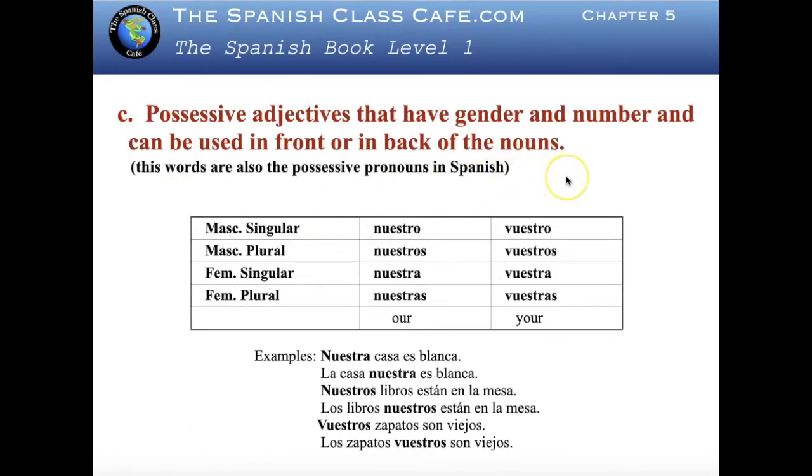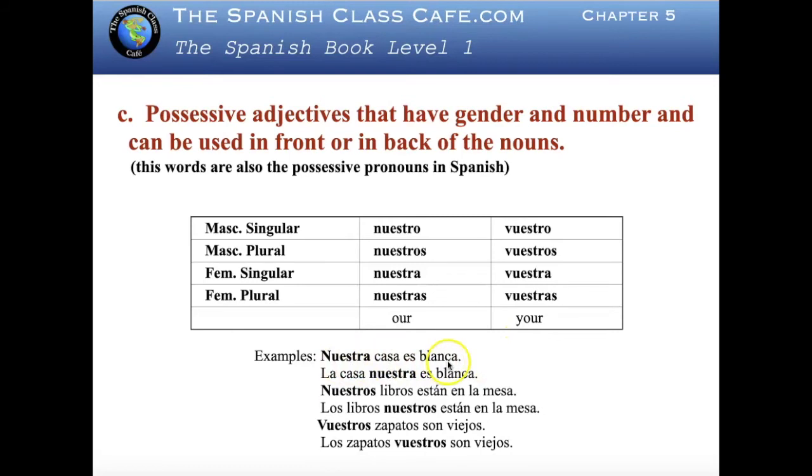Now we have the third group of adjectives and how this group works. This group can be in the front and it will work the same as me, tú, and su, or they can go in the back and they will work the same as mío, tuyo, suyo, in the back of the nouns with a definite article in the front. Now, this group of possessive adjectives, they also work as possessive pronouns in Spanish. Now, let's see the examples in here.